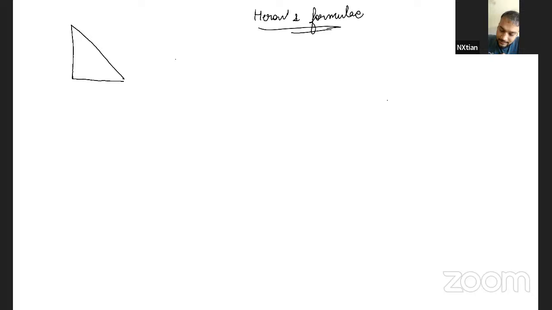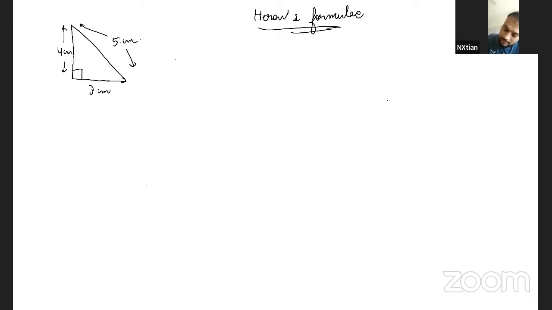Now, today we'll learn about Heron's formula. Heron's formula. Now, listen, guys. So, for example, if this is a right angle triangle, in which this is 5 centimeter, we'll take easy values, this is 4 centimeter, and this is 3 centimeter.